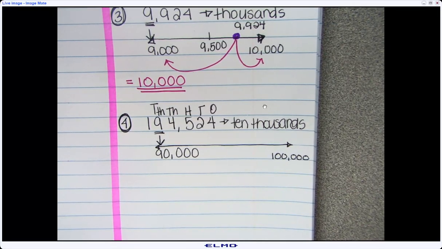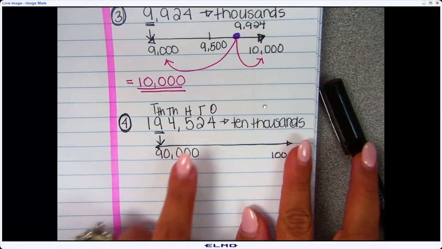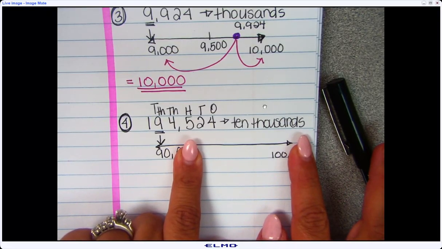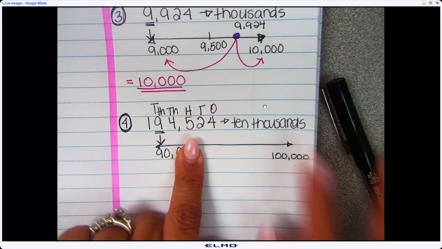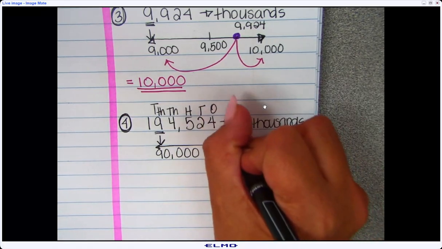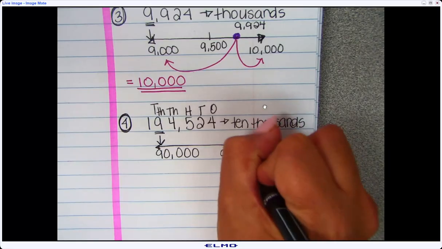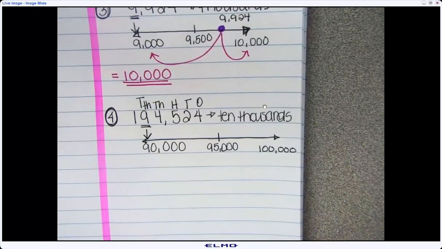90,500? 95,000? Well, let's see. These zeros. And I'm only looking at 90 and 100. What's between 90 and 100? 95. So then this is 95,000. It gets a little tricky when we're doing the big numbers.